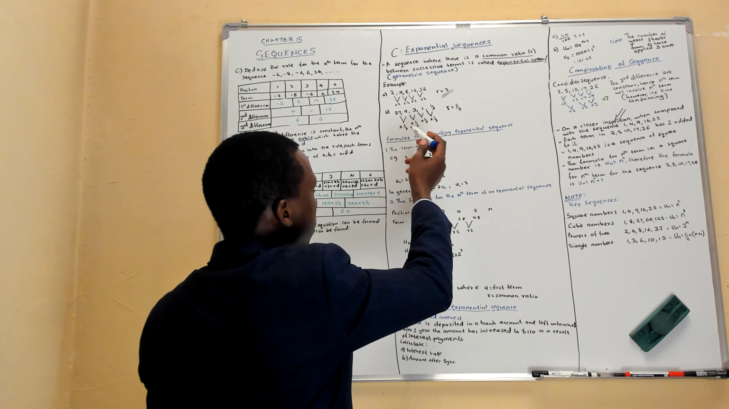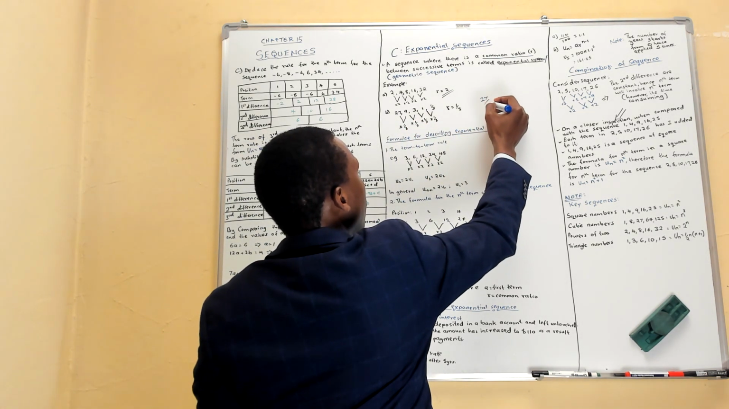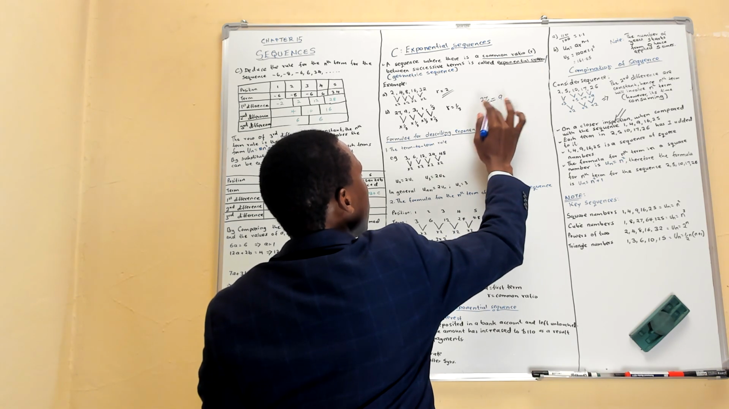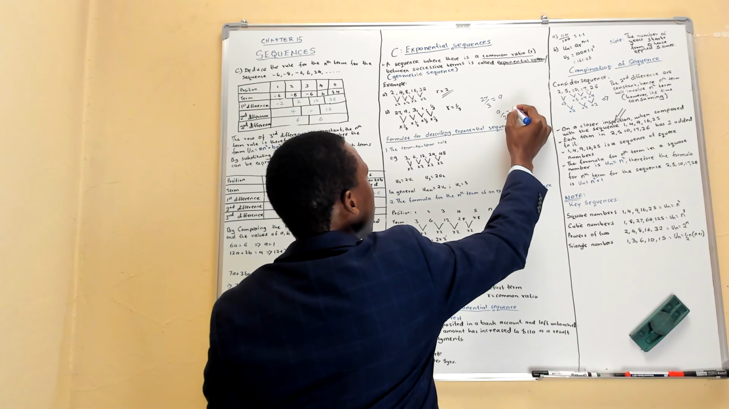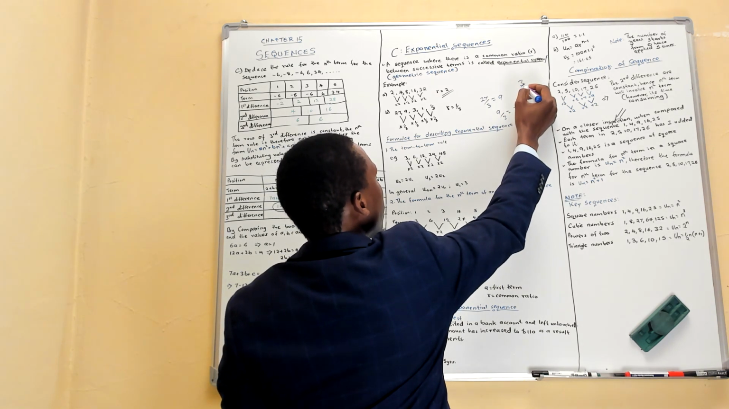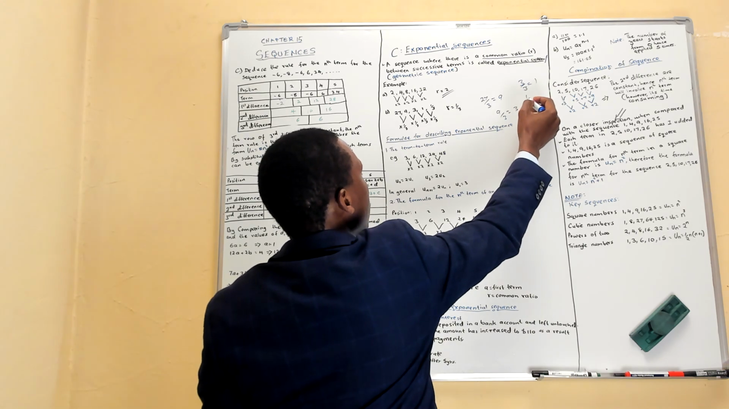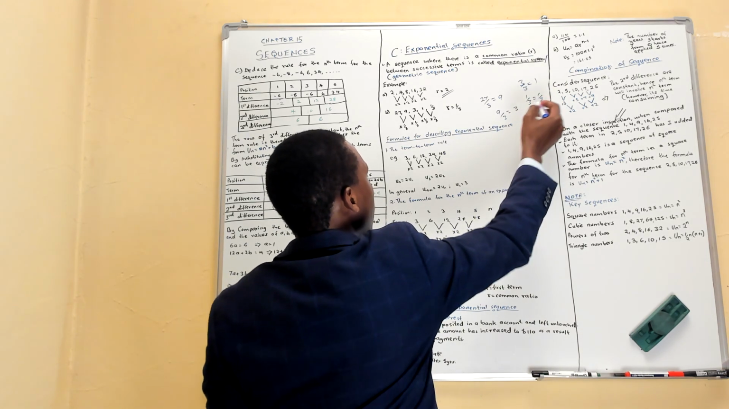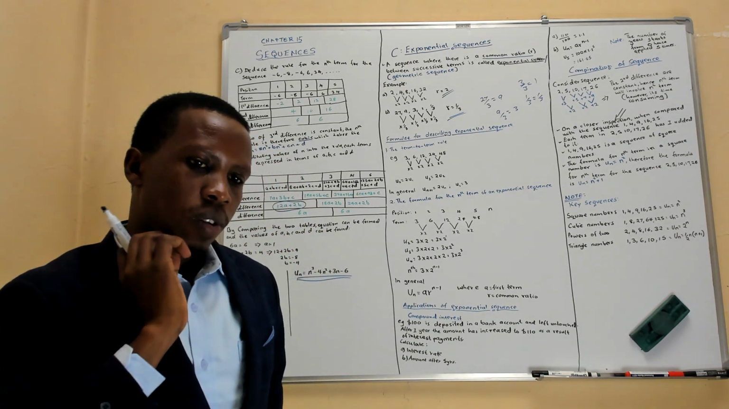Likewise, for us to get 9 in this second sequence, I have to divide 27 by 3 to get 9. I also have to divide 9 by 3 to get 3. I also have to divide 3 by 3 to get 1. And I also have to divide 1 by 3 to get 1 over 3. So the ratio here is 1 over 3.